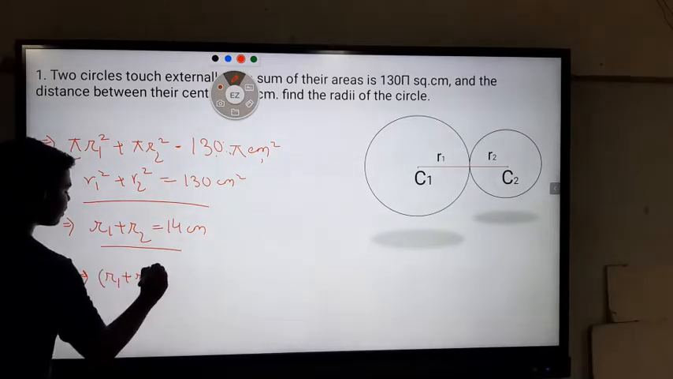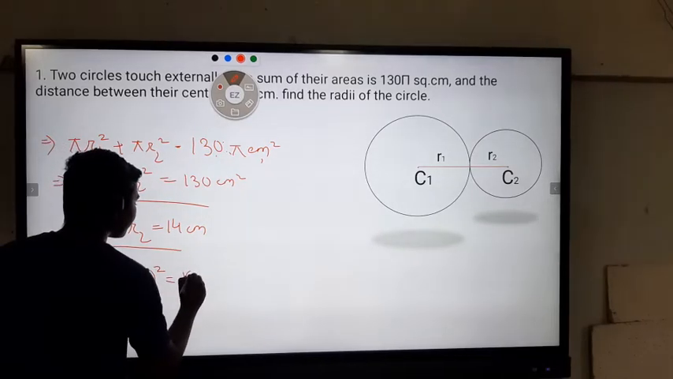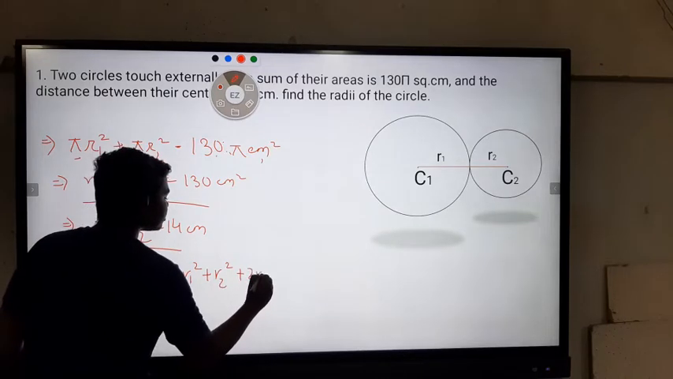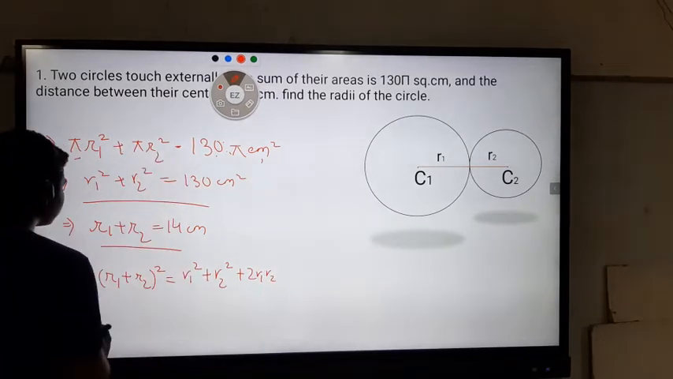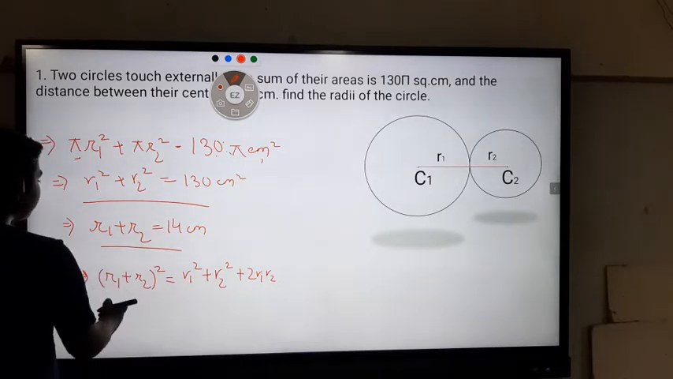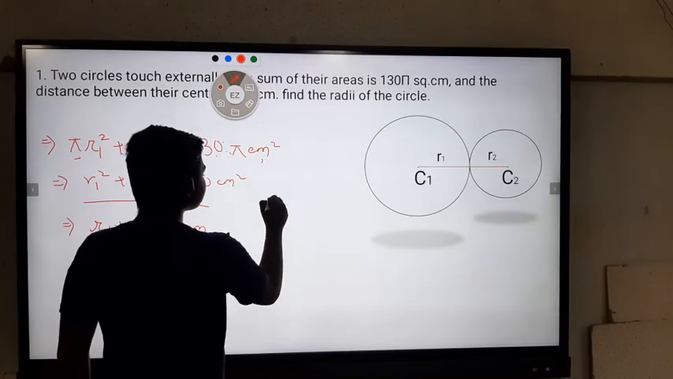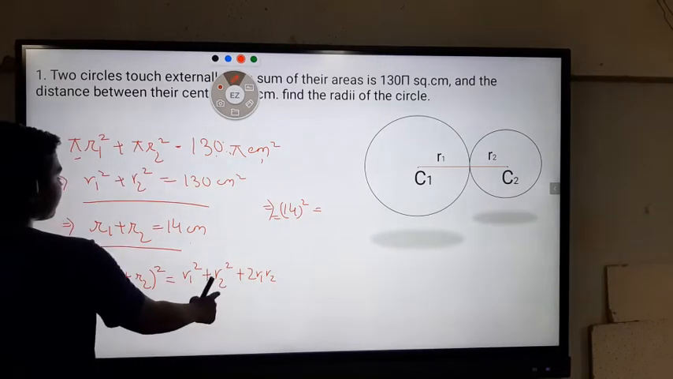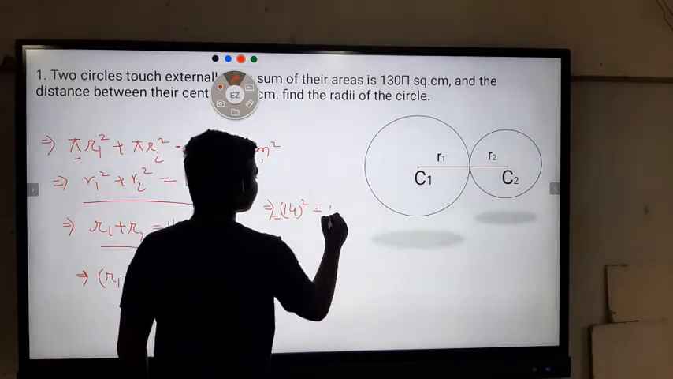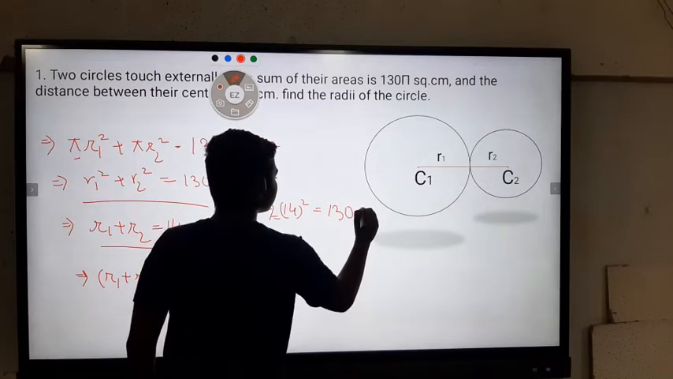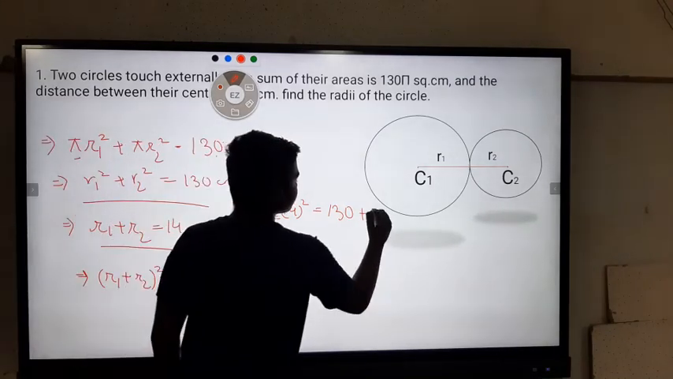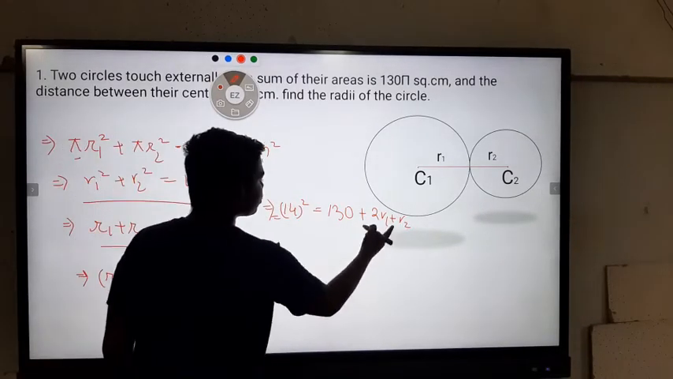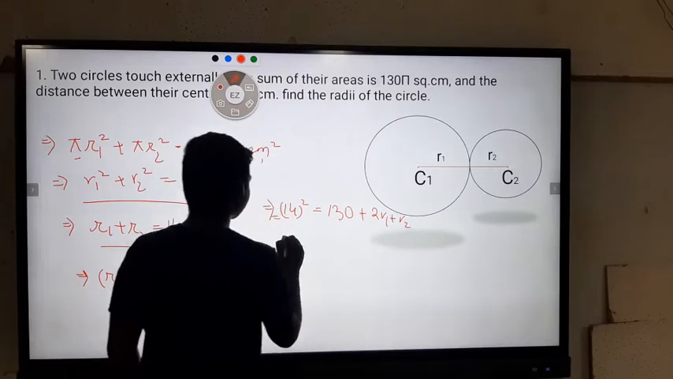So we'll take (R1 plus R2) whole square, then using the formula we get R1 square plus R2 square plus 2 R1 R2. Here R1 plus R2 is 14 centimeter, so we can write 14 square equals R1 square plus R2 square, which we have got as 130, plus 2 R1 R2.